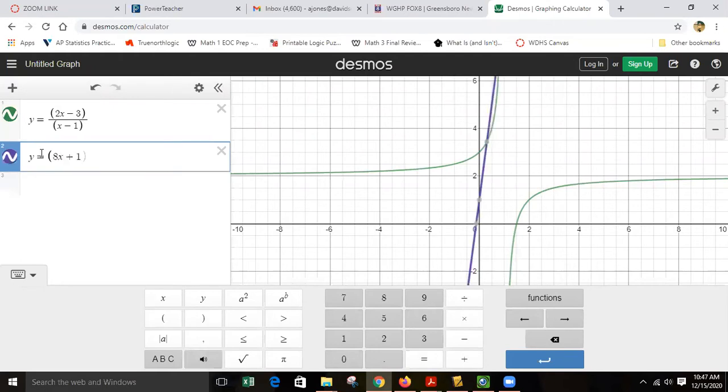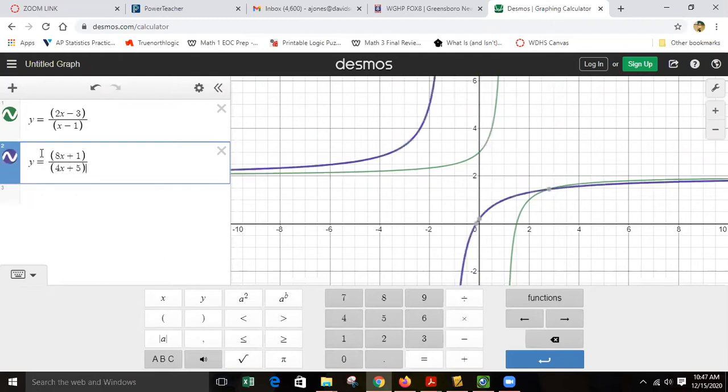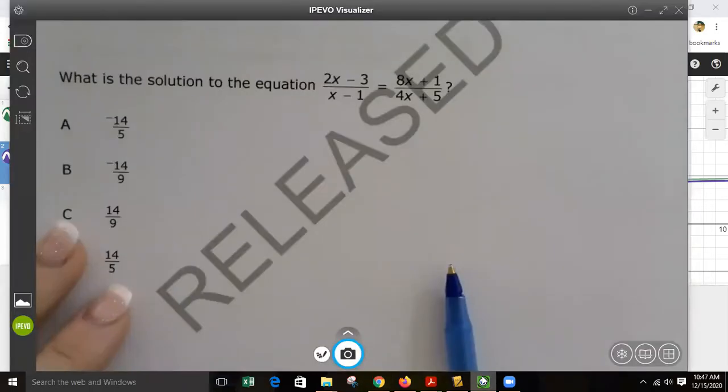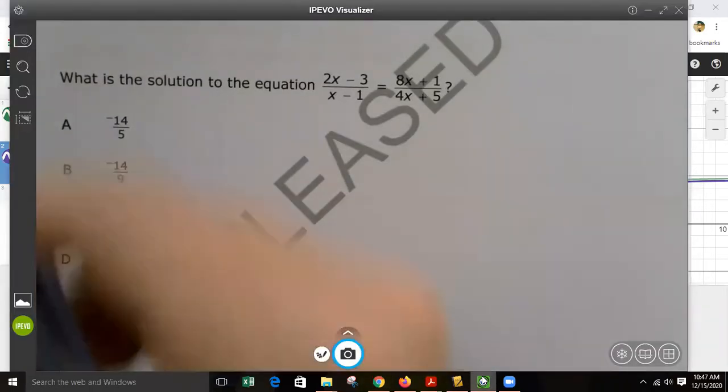8x plus 1. Tell me if I type it in wrong. It's hard to see a little bit. 4x plus 5. And then you guys can see that it crosses right here at 2.8, but it doesn't give me 2.8 on my sheet. It gives me all kinds of numbers. But I know the first two, I'm going to go back to it so you guys can see it. It doesn't give me 2.8, but it is a positive number.